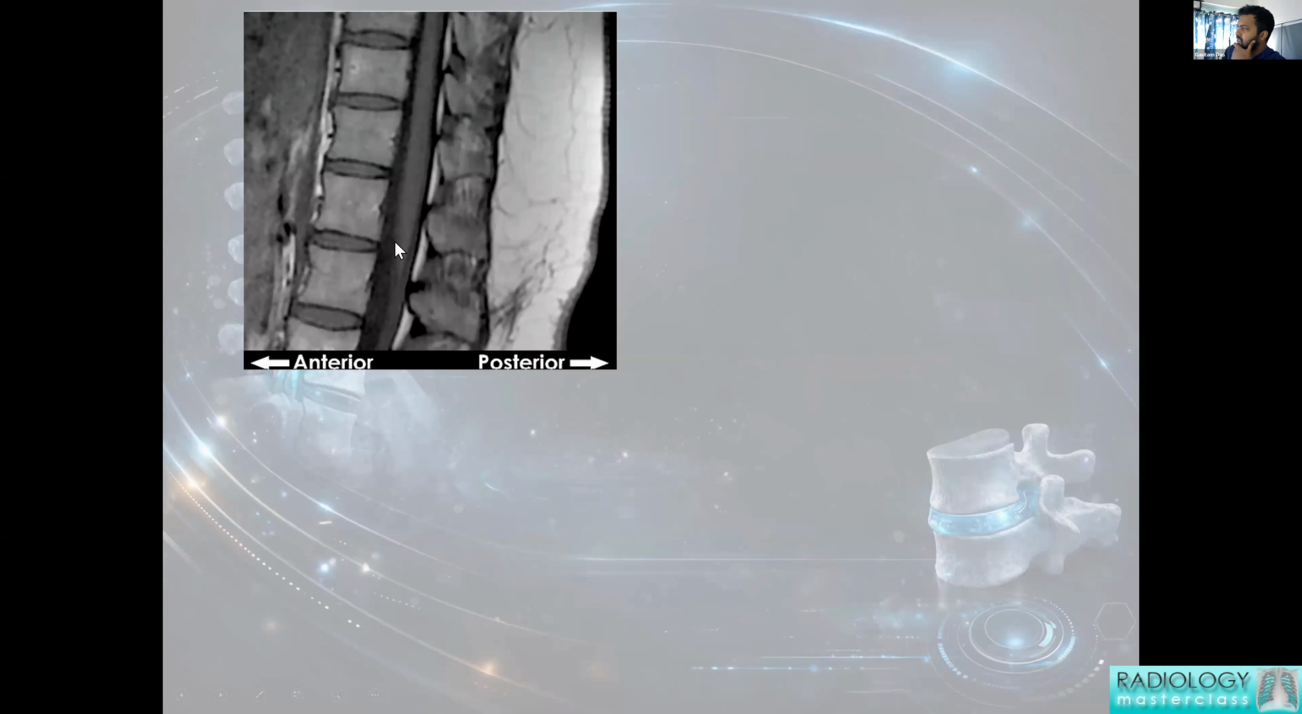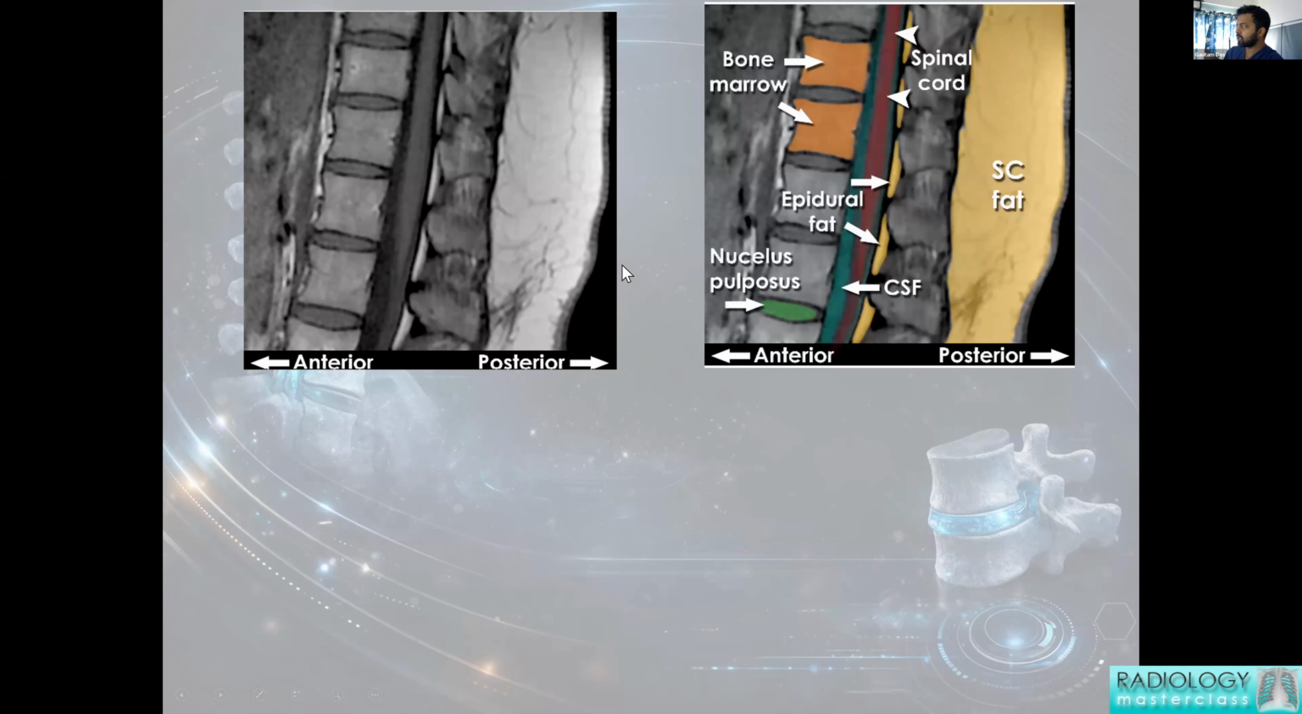T1, how we can identify it: fluid will be dark in T1 and fat will be white. That is as simple as you can keep it. CSF, as we can see, is dark, and the epidural fat is white, and the subcutaneous fat is also white. But in this patient, the subcutaneous fat is so huge that it is easily visible. If the subcutaneous fat is not there, then you should concentrate on the epidural fat. Epidural fat will always be there in the patient, so that will become white.